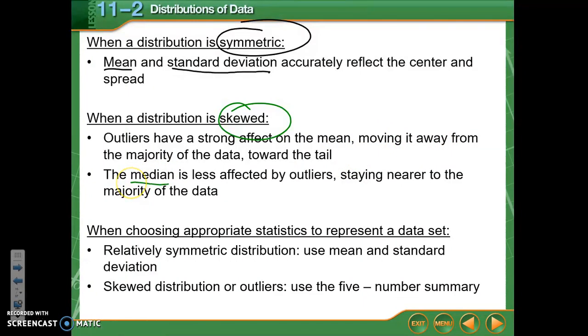So the median, which is less affected by the outliers, because the median is still the middle number no matter what, stays nearer to the majority of the data. So when a distribution is skewed, I usually am going to use the median and not the mean. When I'm choosing appropriate statistics, if it's symmetric, we use the mean and the standard deviation. If it's a skewed distribution, meaning there are some outliers, we use the 5-number summary, and so we'll look at a box and whisker plot.